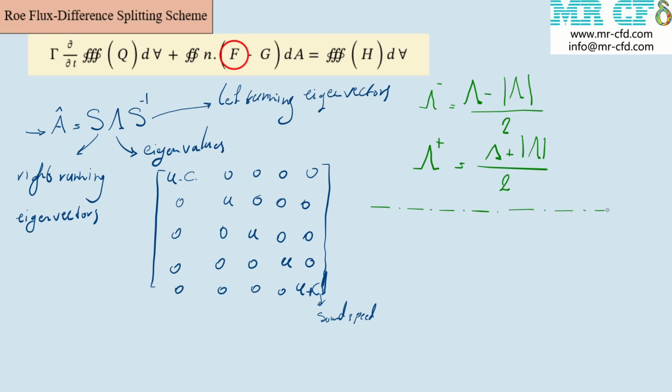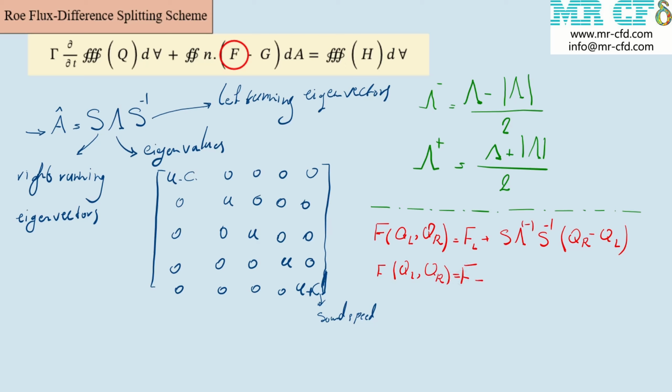To determine the flux F at the interface of two cells, using either left or right fluid states, we calculate, for the right state, F is equal to F at the left cell plus S lambda negative S minus 1 multiplied by the difference of the value of Q at the right and left cells. For the left state, F is equal to F at the right cell minus the right eigenvector matrix multiplied by lambda positive and the left eigenvector matrix multiplied by Q right minus Q left.